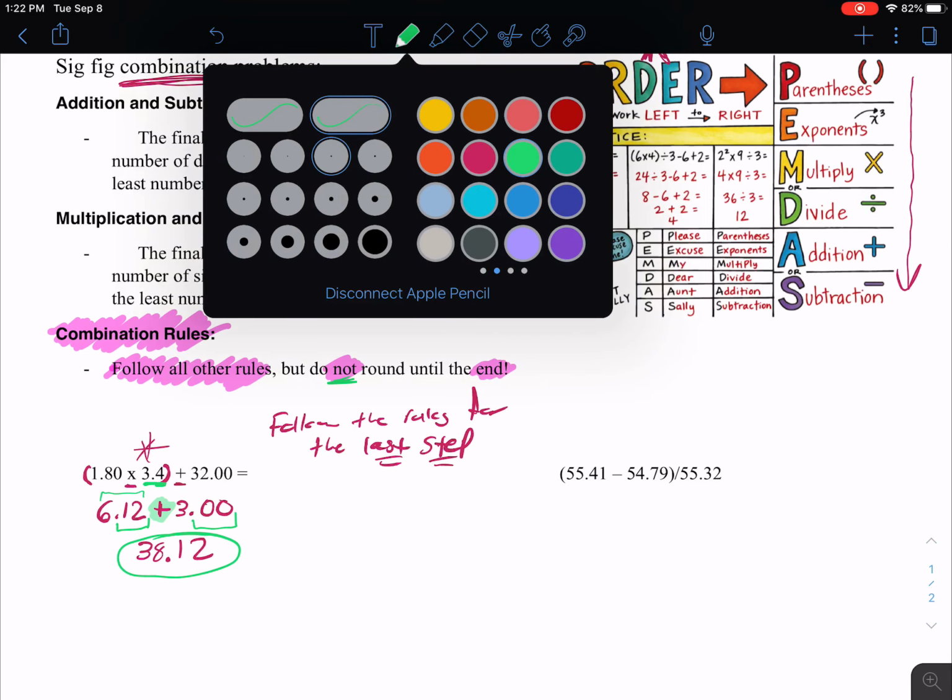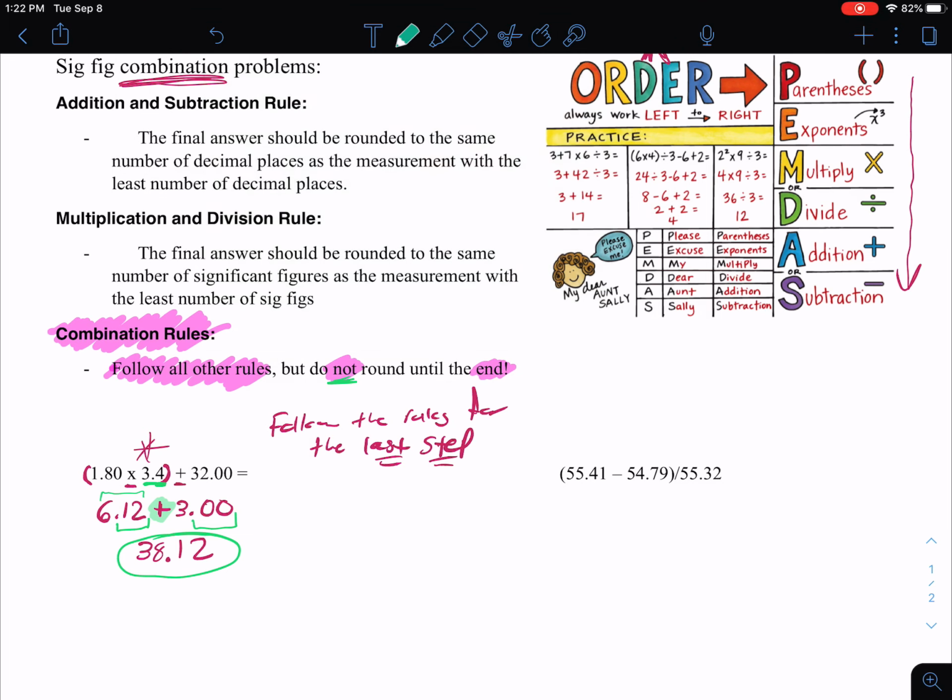Let's go on to the other one here. Let's go with this color. In this case, we have 55.41 minus 54.79 divided by 55.32. Again, we have a combination here. We have subtraction and division, so we have 2 different problems going here. Following the order of operations, the first thing is parentheses, and we do have a set of parentheses here. So we're going to do the subtraction inside the parentheses first.